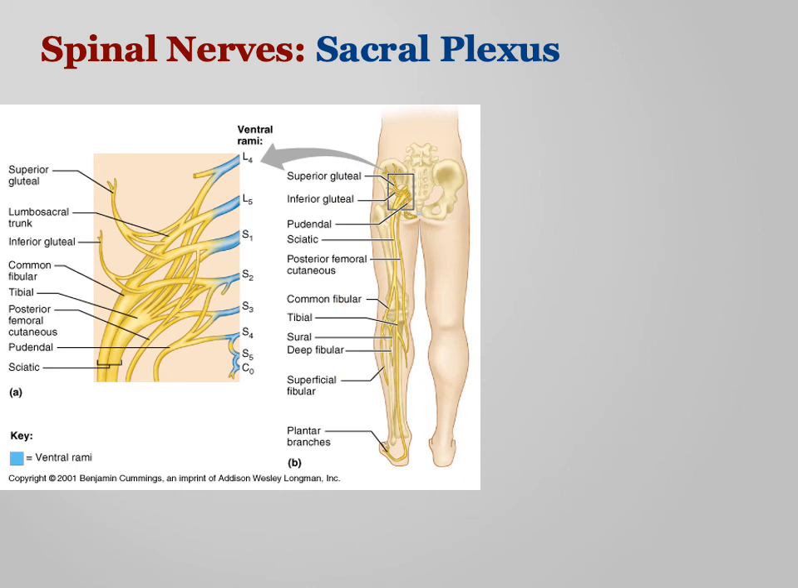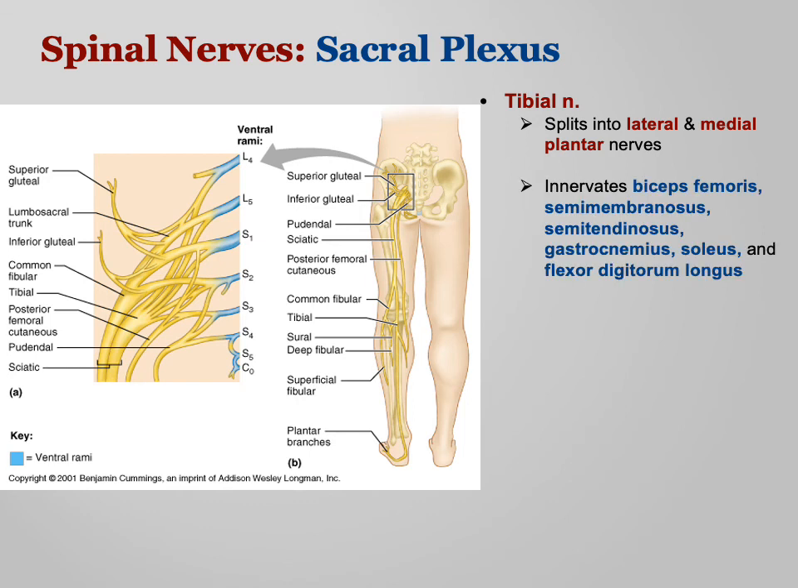And then more from the sacral plexus, here the tibial nerve, splitting into the lateral and medial plantar nerves. And those are easy to spot because they go on the plantar surface of your body. One of them is medial, the other one's lateral. That's pretty darn easy. It innervates biceps femoris, semimembranosus, semitendinosus, gastrocnemius, soleus, flexor digitorum longus. So it innervates some of the hamstrings, but then goes all the way down the back of your leg. Remember, I said the tibia is posterior.